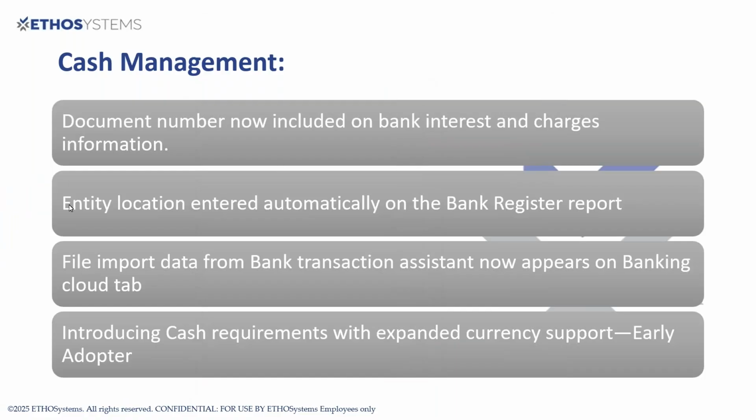A couple minor ones. One is the entity location is now automatically on the register report. Your file import data from the import assistant is now on the banking cloud tab. So some better visibility to those imported transactions. And then there's a new early adopter bank cash requirements function. And this allows some improved forecasting for your cash requirements and what your expected outlays for AP and such.